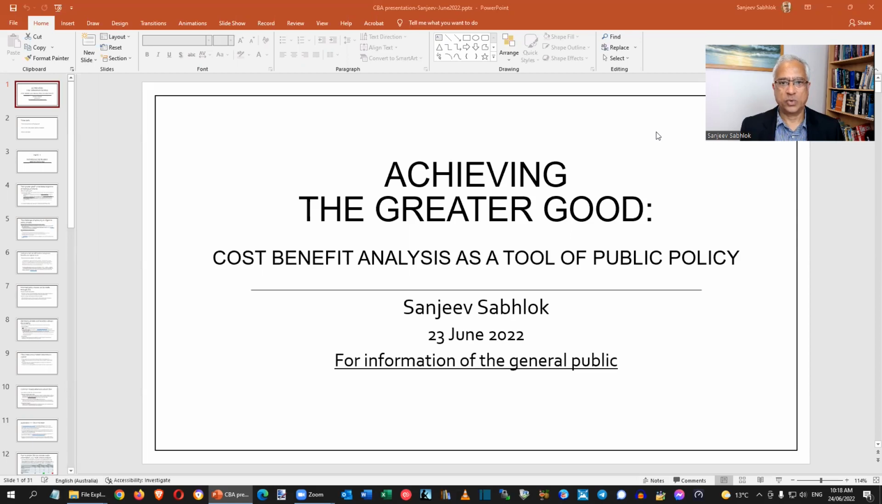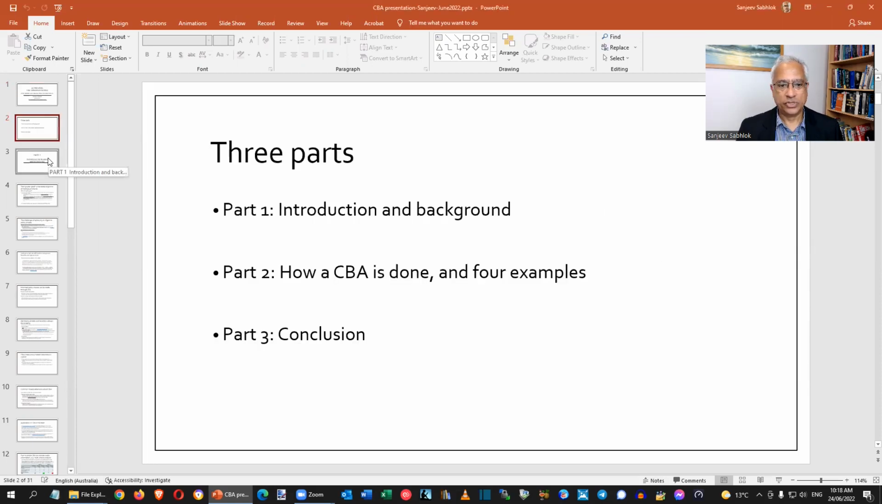And the way to do that is through a cost benefit analysis. And I want to, in this talk, outline how it's done and also address some of the misapprehensions that people have about cost benefit analysis. So by the end of this talk, you would become a great supporter of cost benefit analysis as the requirement for all public policy in the world. So I introduce this talk first, then I show how a cost benefit analysis is done. I provide 4 examples, and then I conclude.